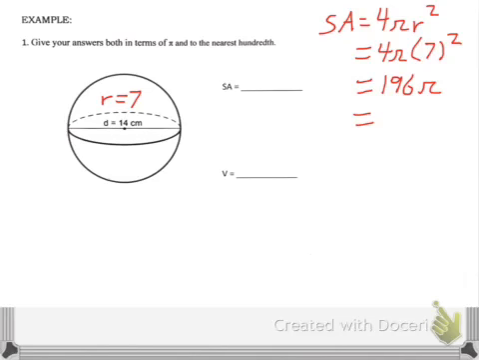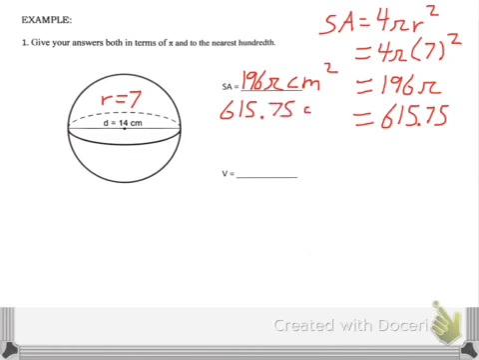And then if we put that in the calculator, get the decimal version, we would get 615.75. Okay, so let me write both those in here. So 196 pi centimeters squared, or 615.75 centimeters squared. Okay, so either of those work for the surface area.